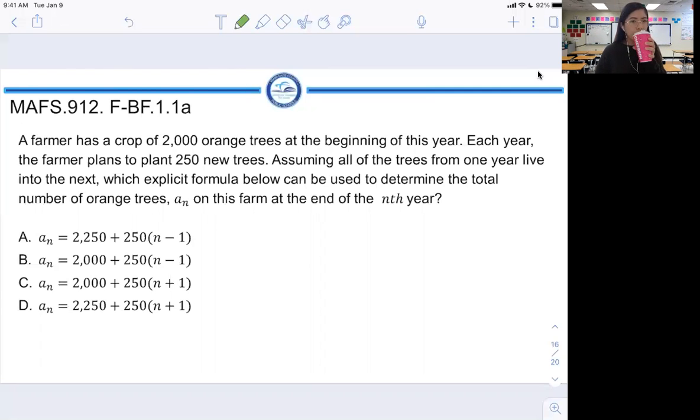If a farmer has a crop of 2,000 orange trees at the beginning of the year. Each year the farmer plants 250 new trees, assuming all the trees from one year live into the next. Which explicit formula below can determine the total number of orange trees A_n on this farm at the end of the nth year.